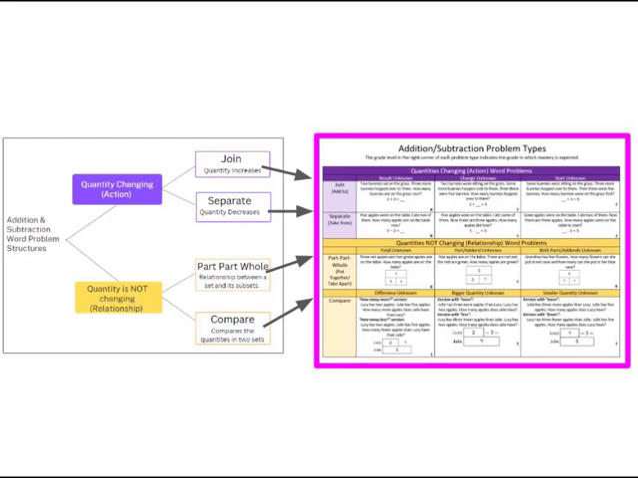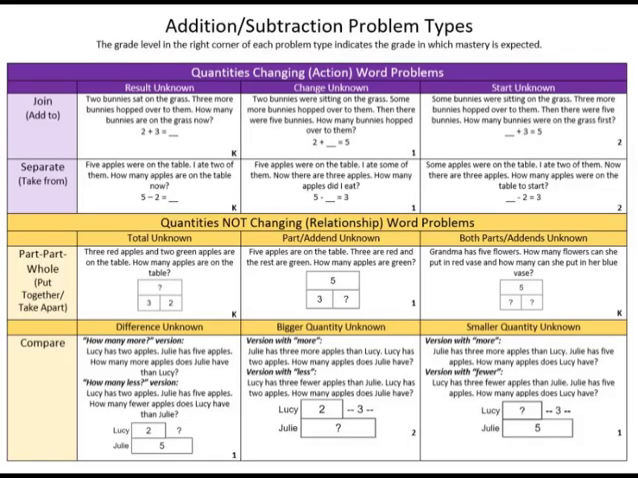The rest of this video will focus on digging deeper into these specific problem types and helping you distinguish between each one. Let's look a little deeper at this chart. I'm going to start on the left side where the 4 problem types we already know are written. You'll notice that by the word join, you'll also see the word add to, and by separate, take from.